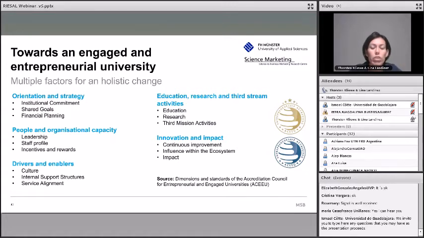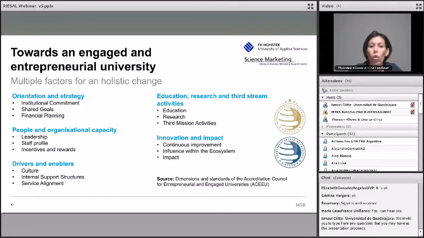We also need some changes at the organizational level. We need new mechanisms, new incentives, new strategies that also support the change of our people. For example, here we have institutional commitment, financial planning, incentives and rewards, education, research and third mission activities as examples of the dimensions that a university needs to work on if they want to become more engaged with their context. And again, this is not enough.